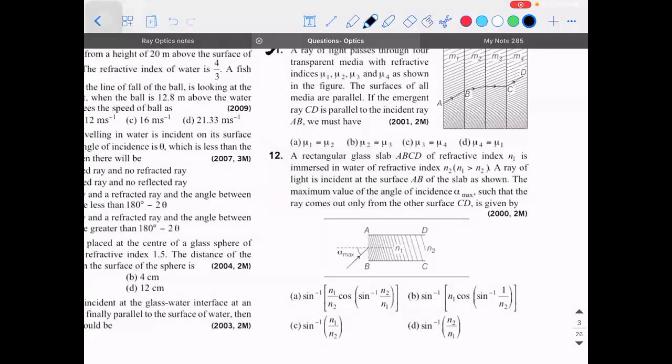Mu4 is equal to mu1, sir. That's it. Correct. You apply Snell's law 4 times, multiply everything, you will get the answer.